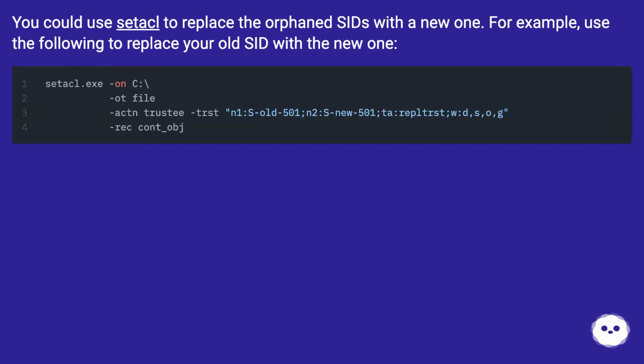You could use subinacl to replace the orphaned SIDs with a new one. For example, use the following to replace your old SID with the new one.